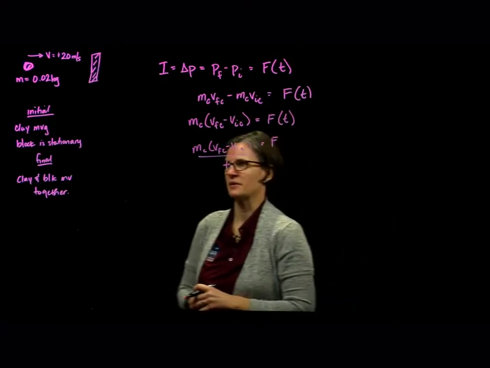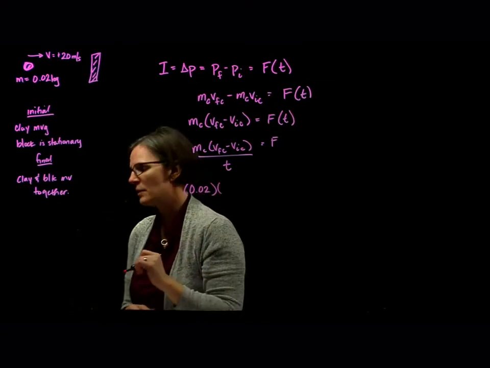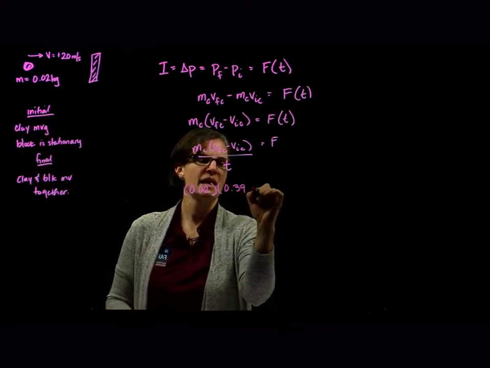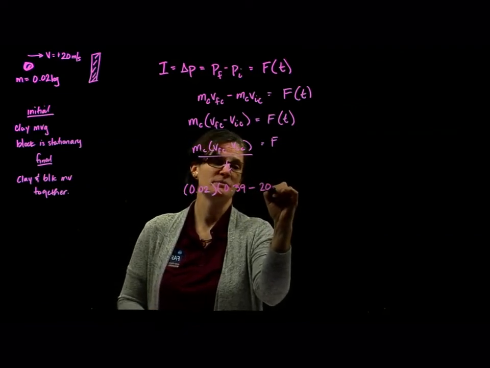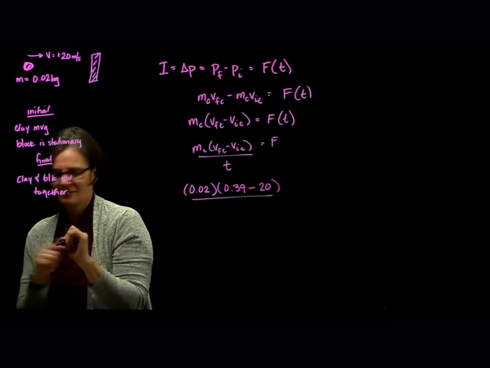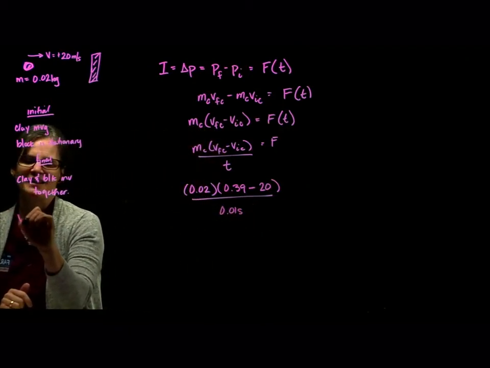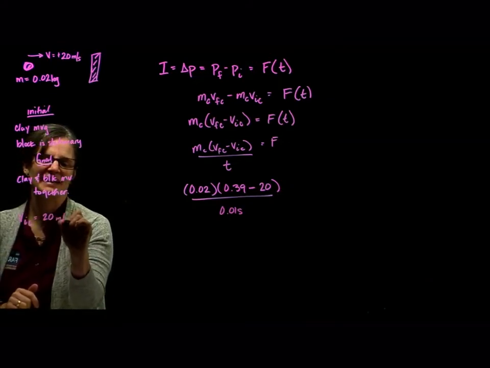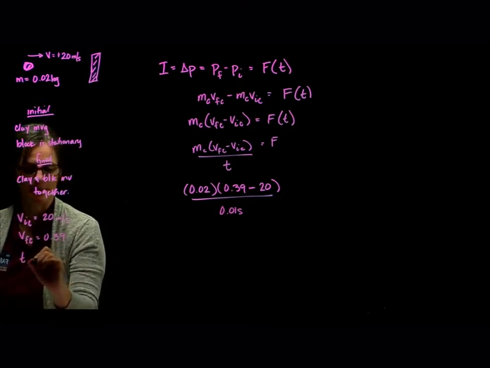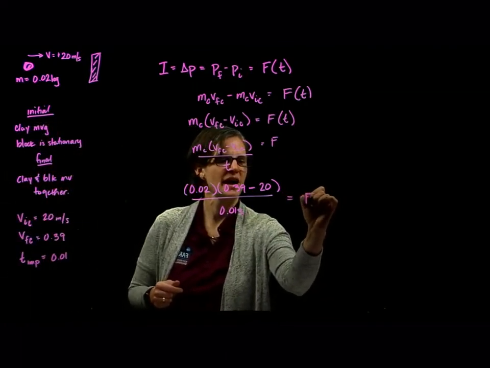So now I can plug in my values. The mass of the clay is 0.02. The final velocity of the clay, well, we're told they move off together at 0.39 meters per second. The initial velocity of the clay was 20 meters per second. And all of that is happening over a time of 0.01 seconds. So just to remind you, the initial velocity of the clay was 20, the final velocity of the clay was 0.39, and the time of the impulse is 0.01. So that equals our force.